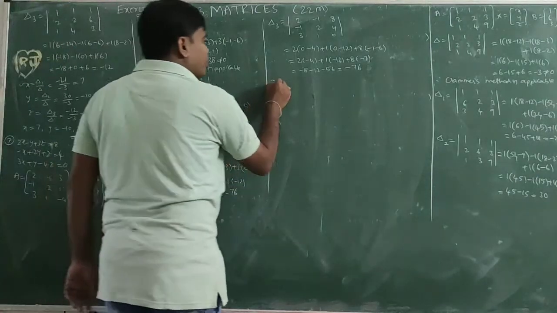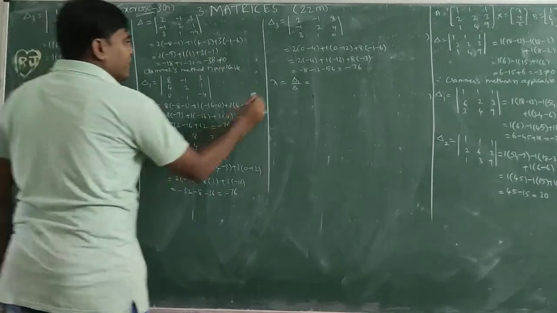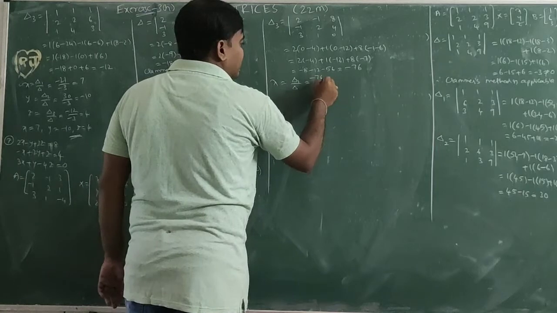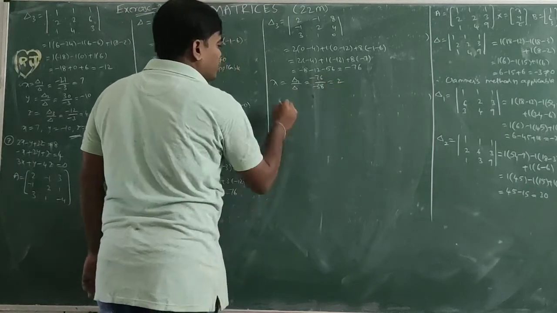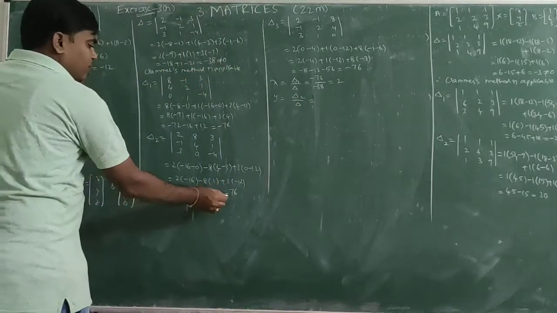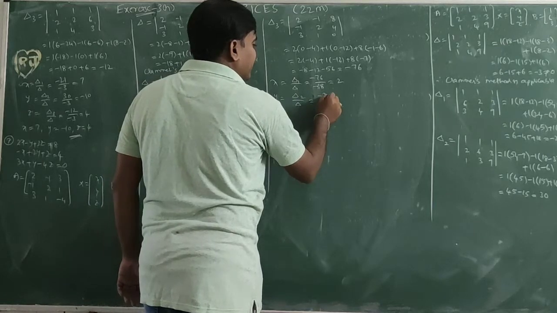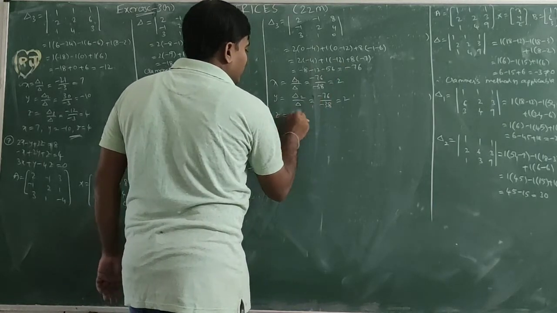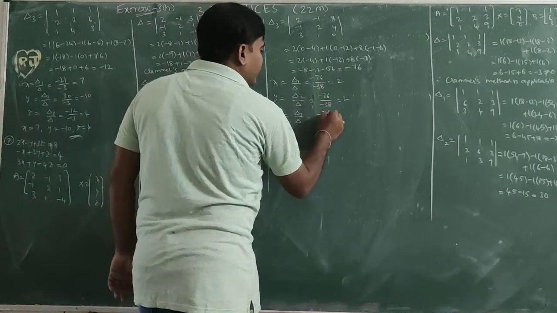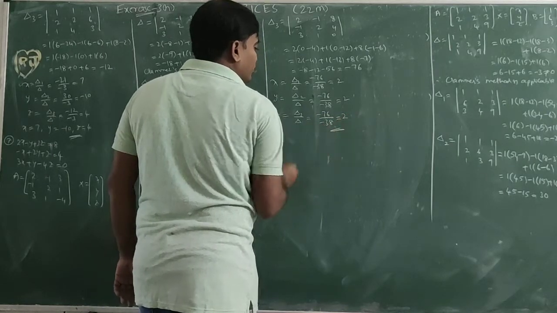Now x equal to delta 1 by delta. What is delta 1? Minus 76 by minus 38. Minus cancels, 38 into 2, 76. y equal to delta 2 by delta. What is delta 2? Minus 76 again by minus 38. Minus minus cancel, 38 into 2, 76. z equal to delta 3 by delta. What is delta 3? Again this is also minus 76 by minus 38. Minus minus cancel, 38 into 2, 76.